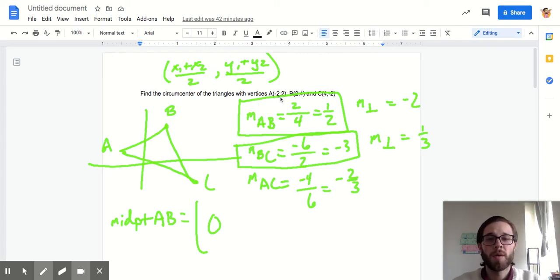Okay, so 2 plus 4 is 6. 6 divided by 2 is 3. All right, well, that's a nice point. And for the other midpoint, I said I was going to use BC, so let's find the midpoint of BC.